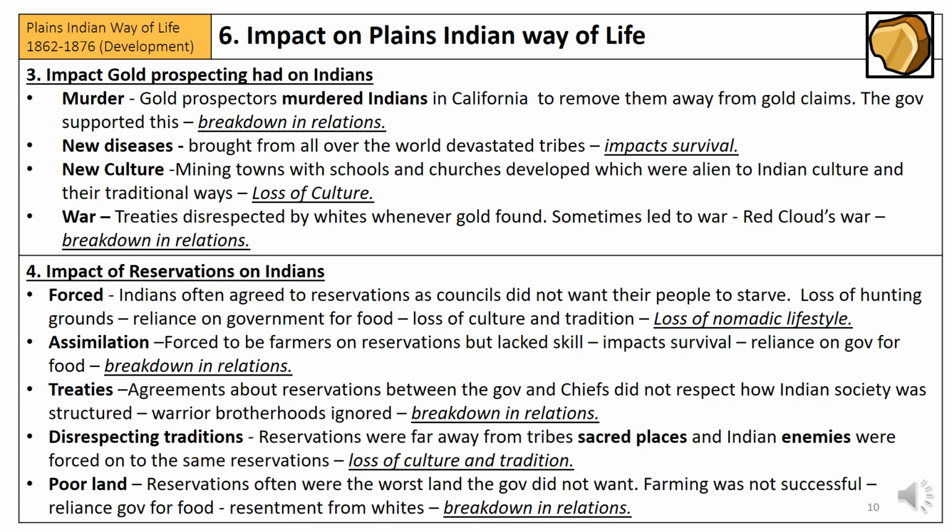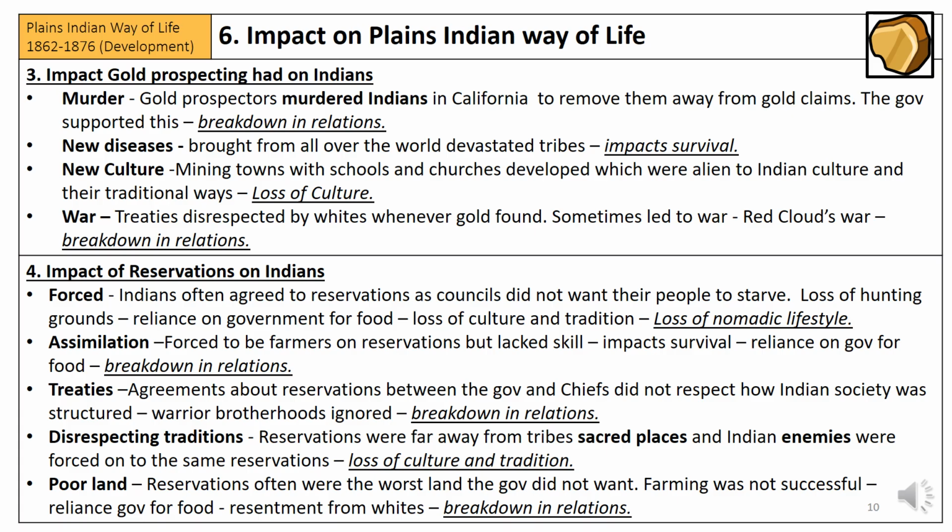We also have broken treaties as well. Treaties are disrespected and disregarded. Quite often as well, with treaties that are agreed, we know that the way the Indian culture is organised, warrior brotherhoods, for example, don't need to follow the orders of a chief, so they can simply ignore the treaty. This leads to more tensions rising and breakdowns in relations.